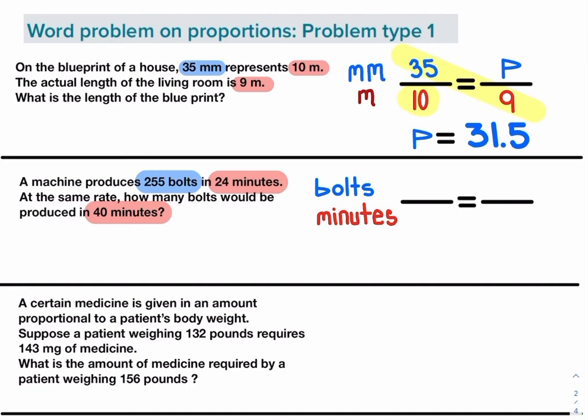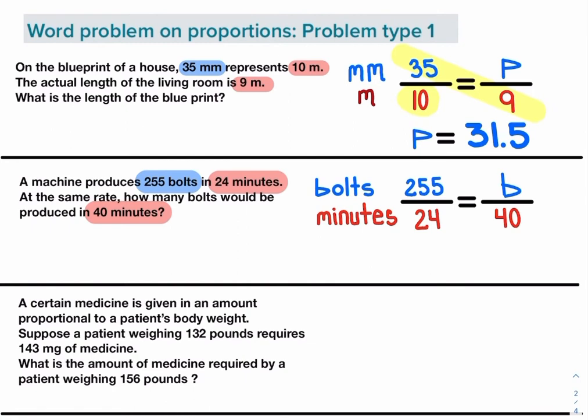And now we're ready to put in the numbers. 255 in the top because it's a bolt, over 24 because it's a minute. And then the 40 minutes, again because it's minutes, is going to go in the denominator. We do not know how many bolts we can make in 40 minutes. I'm going to call that B.